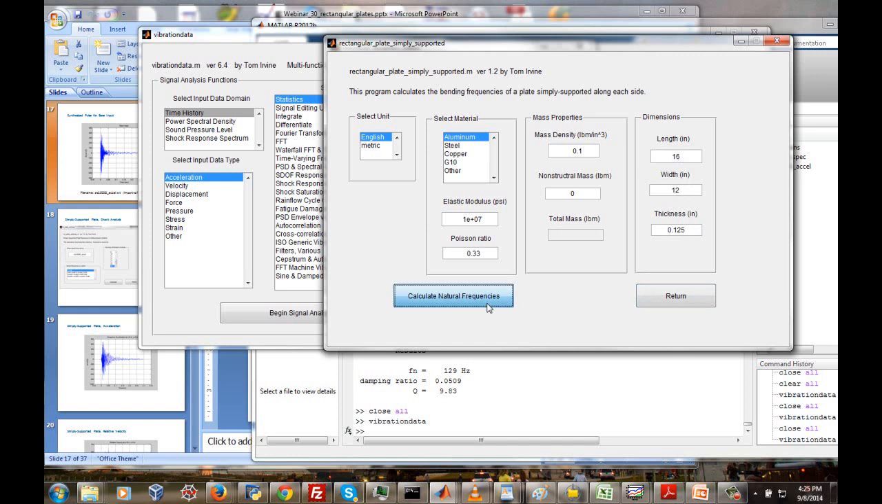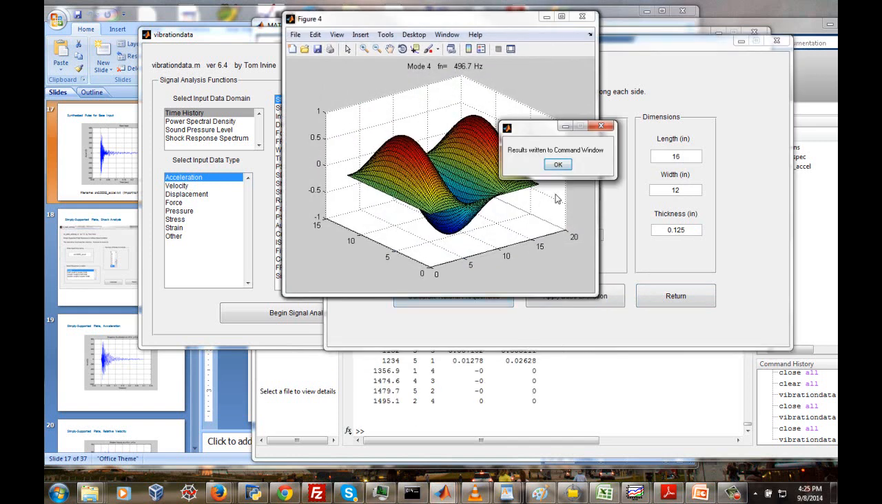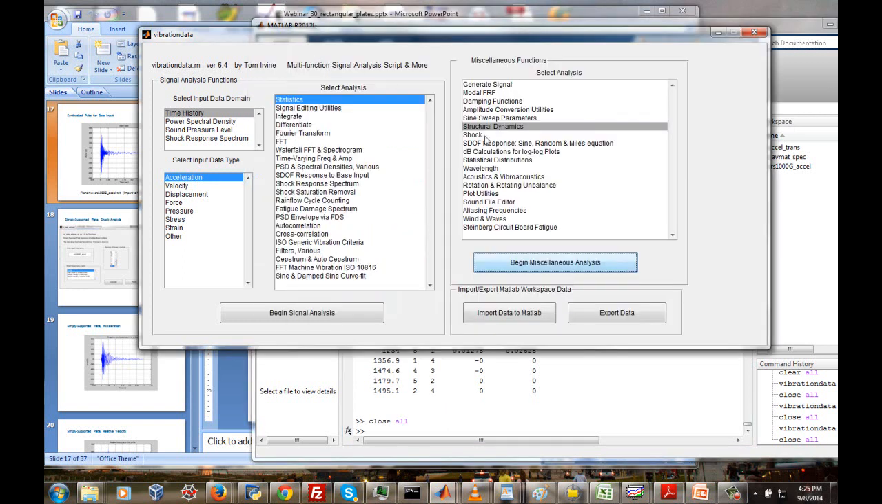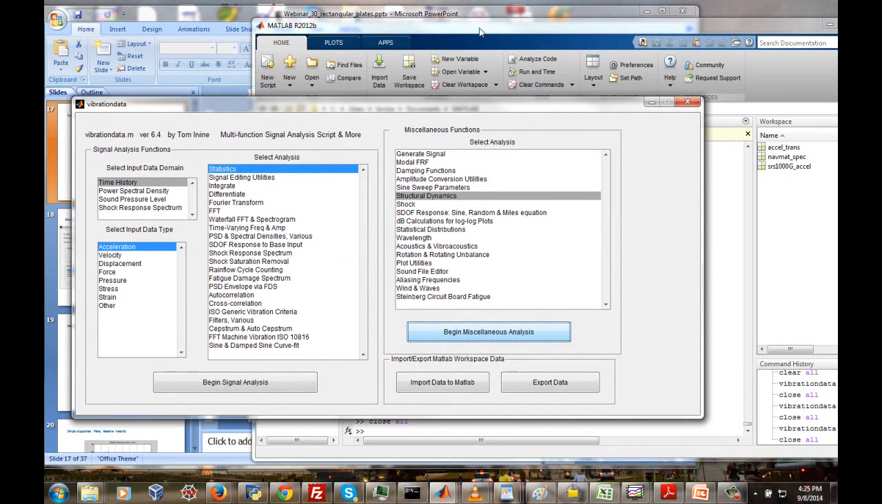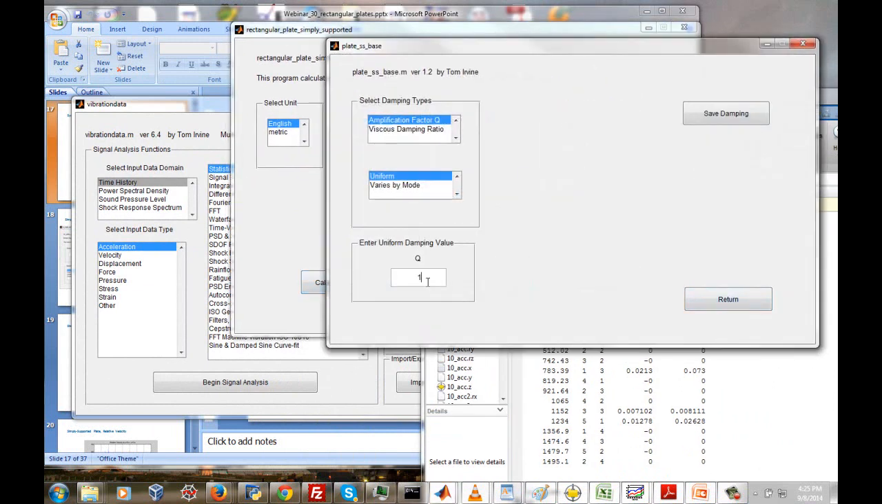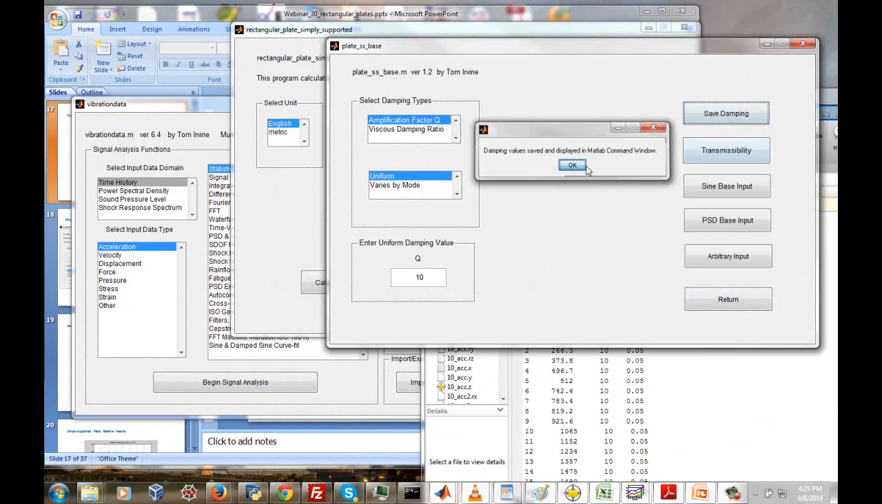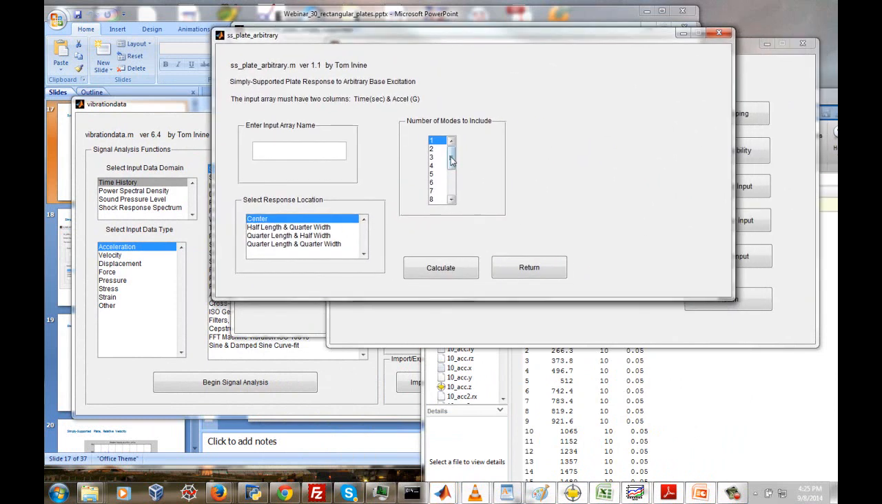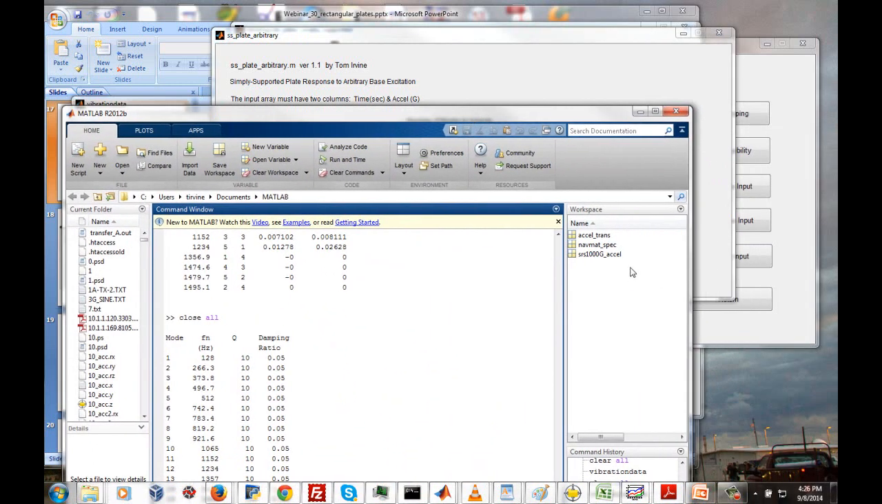Let's calculate the natural frequencies. The fundamental mode will be at 128 hertz. I'm going to close all to close out those mode shape figures. I'm going to have to, one more time, enter the damping: Q is equal to 10 for all modes. Now let's go to arbitrary input, and this is where we can input a shock pulse. Let's do all 16 modes, and our input is going to be a synthesized time history that we've worked with before, SRS 1000G_Excel.